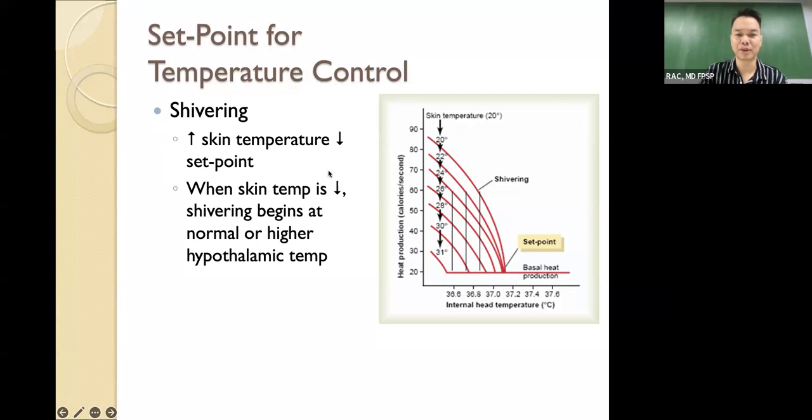If the skin temperature increases from 20 to 24, the set point goes down, inversely related. And similarly, if skin temperature goes down from 24 to 20, notice that the threshold for shivering increases. So it's inversely related as well. So that's the shivering mechanism. So both the sweating and shivering mechanisms are controlled mainly by the hypothalamus.